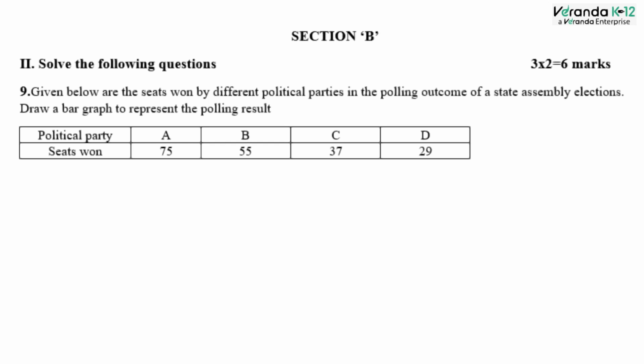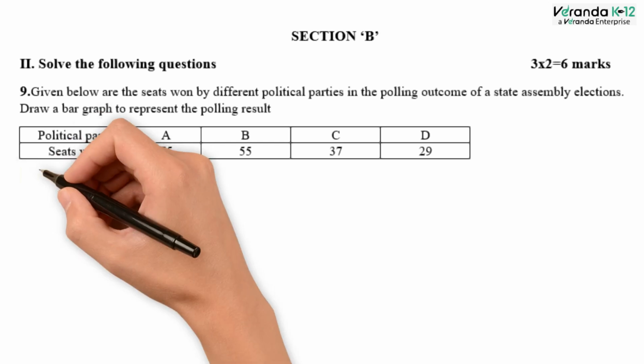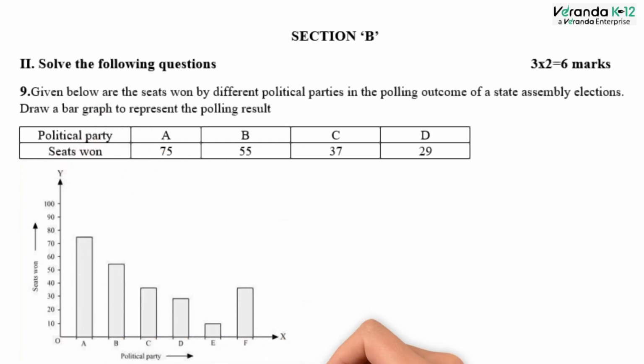Let's see how to draw a bar graph for this. By taking political parties on x-axis and seats won on y-axis and choosing the scale as 1 unit equal to 10 seats for y-axis, we can draw the bar graph which will be as shown in the diagram.